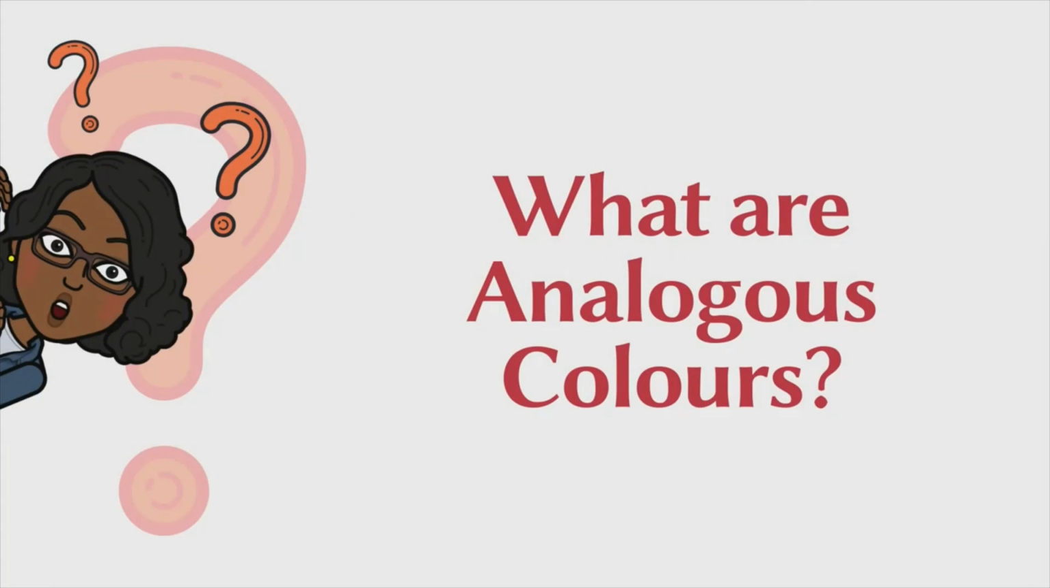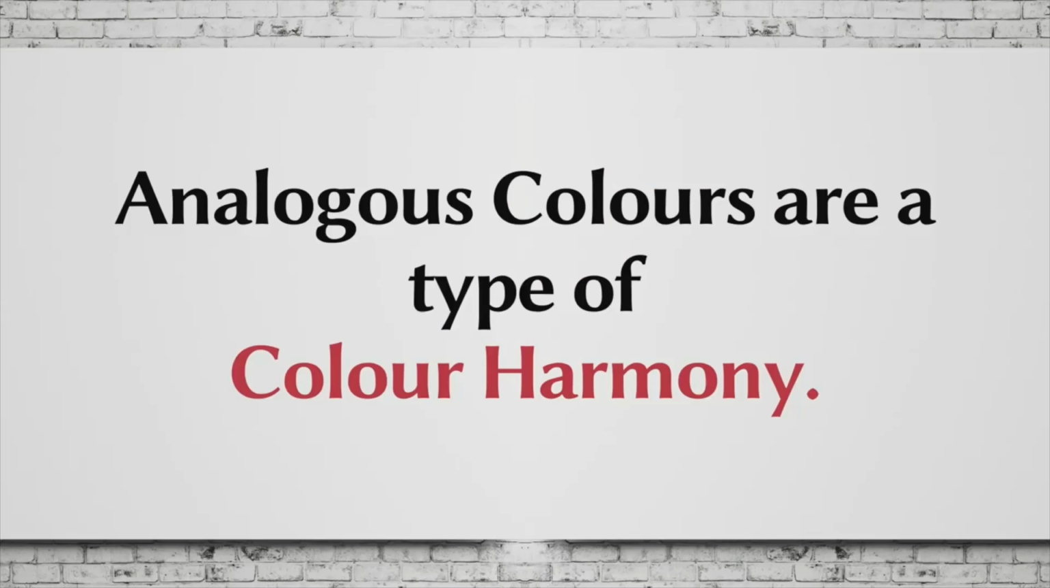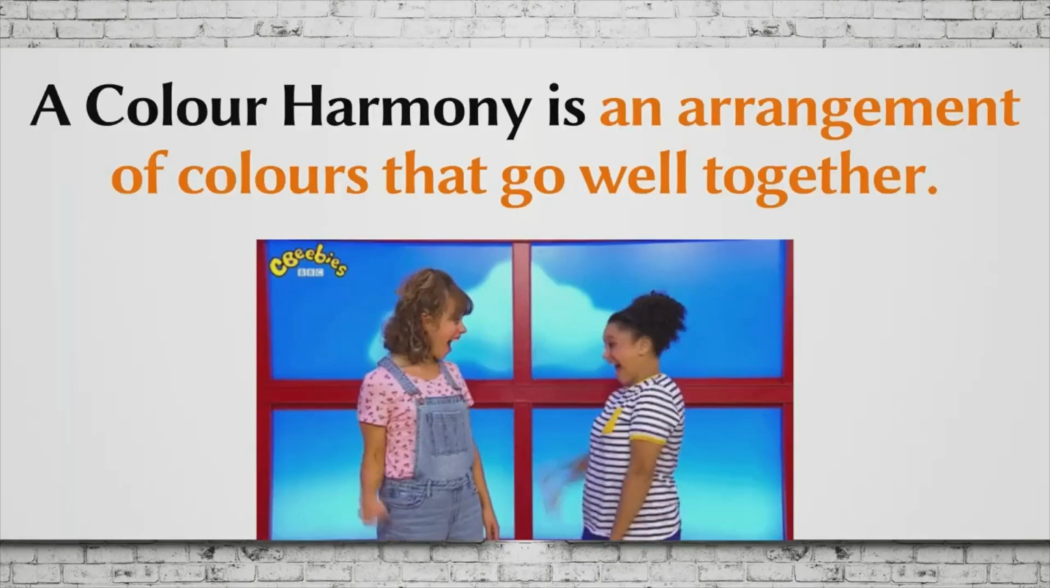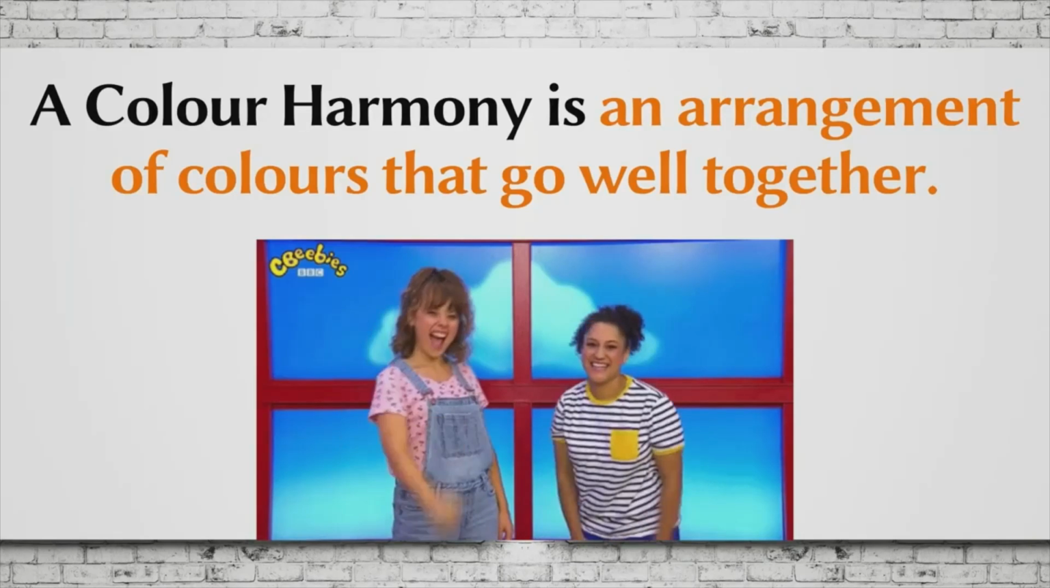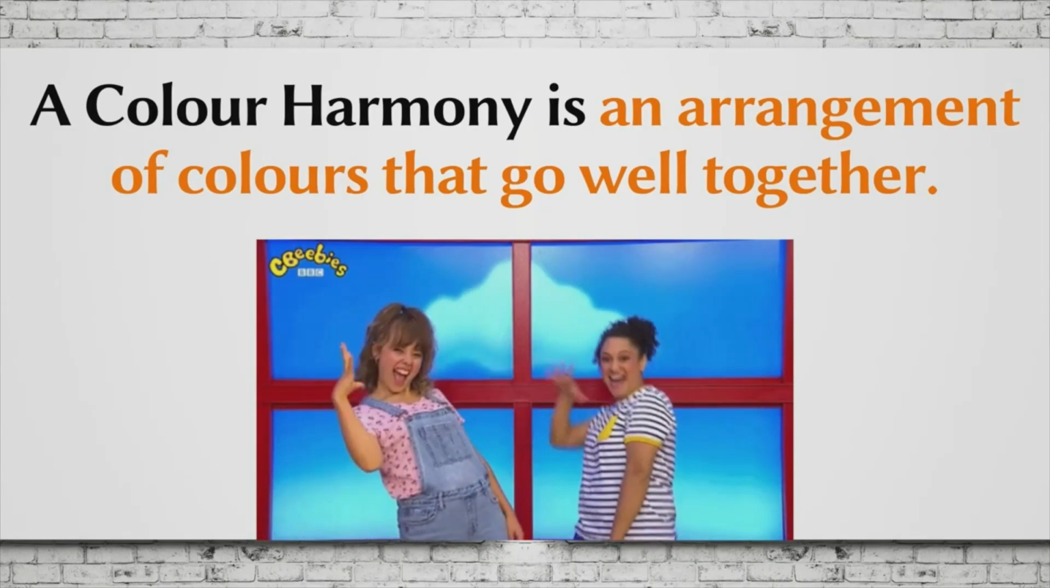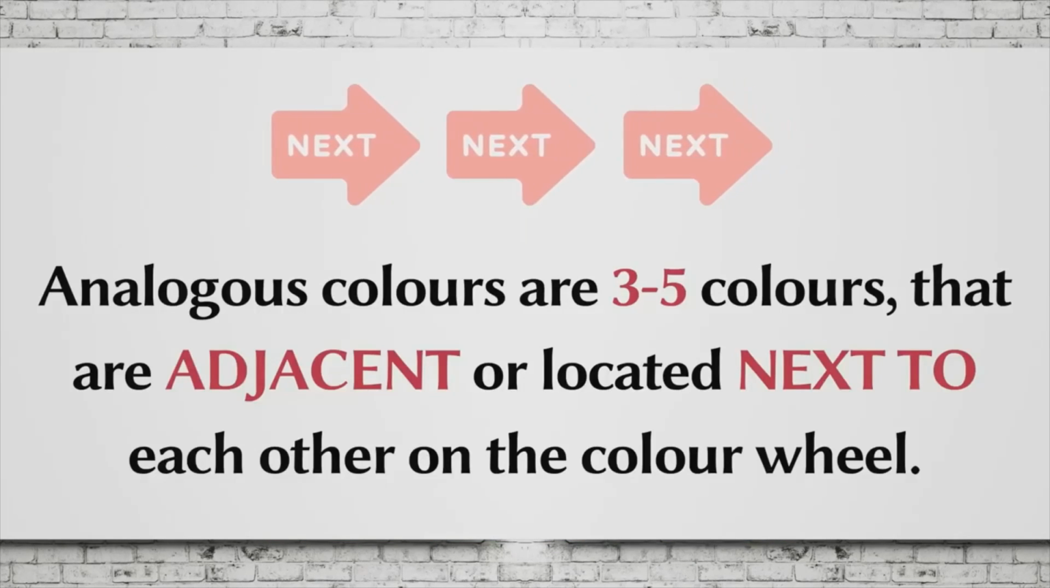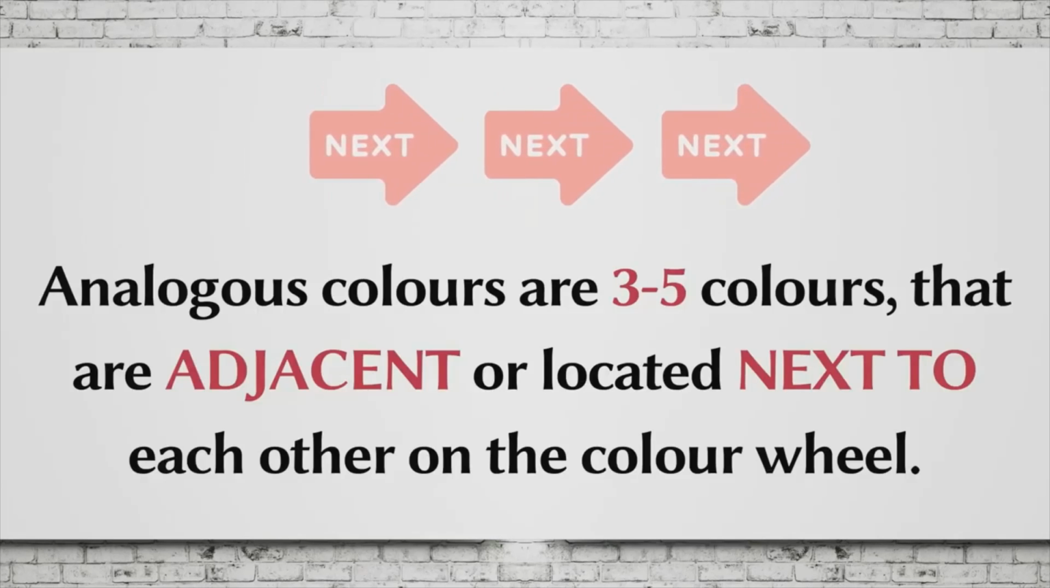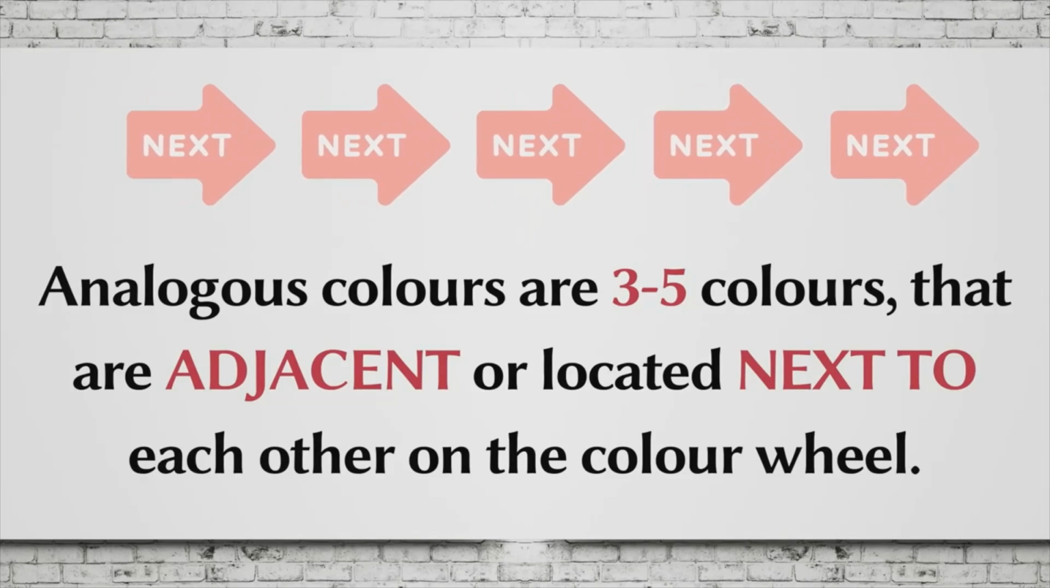What are analogous colors? Analogous colors are a type of color harmony. A color harmony is an arrangement of colors that go well together. Analogous colors are 3 to 5 colors that are adjacent or located next to each other on the color wheel.